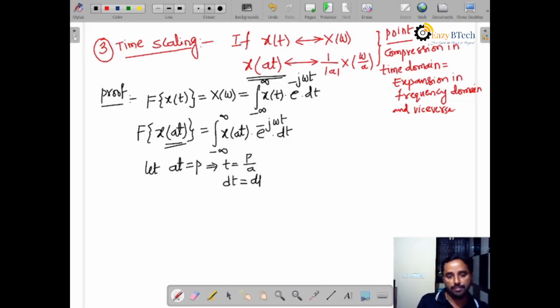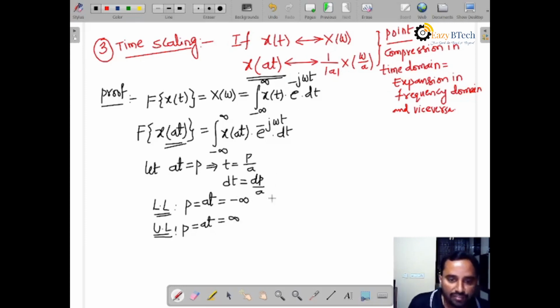dt will become dp by a, and the lower limit, upper limit, all we can discuss. Lower limit: so p is equal to at. What is the lower limit of t? The lower limit of t is minus infinity, therefore it will become minus infinity. Upper limit: if you take the upper limit, p is equal to at, the upper limit of t is plus infinity, therefore plus infinity into a, it will become plus infinity.